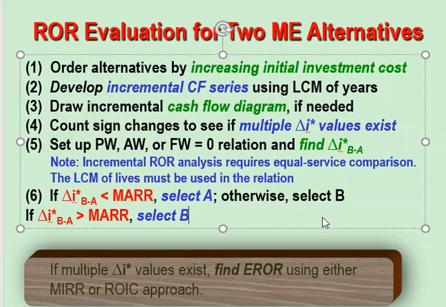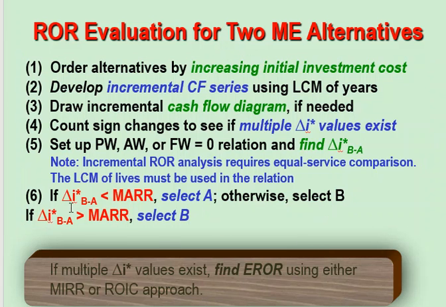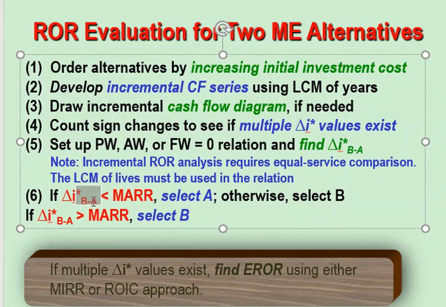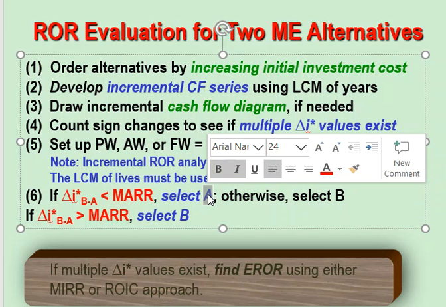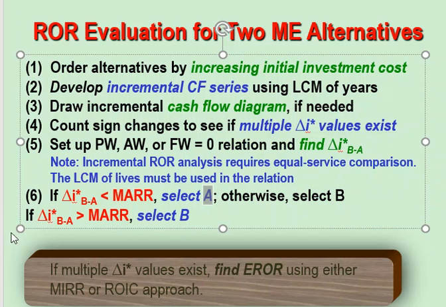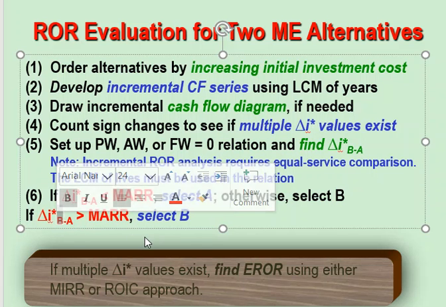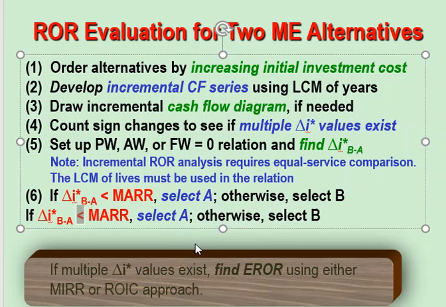Exactly, I will select B. If delta I, B minus A, is less than MAR, which one would I select? A. Okay. So always look at it, guys: B minus A should be greater than the MAR in order to select B.